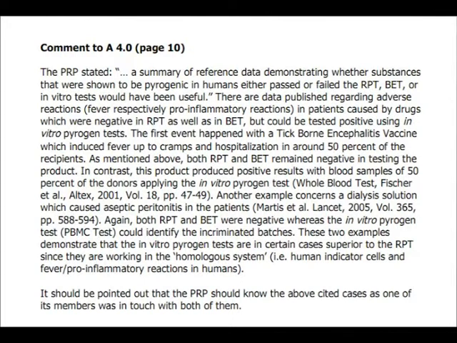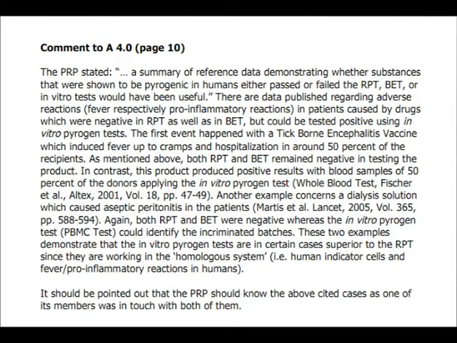There are data published regarding adverse reactions in patients caused by drugs which were negative in the rabbit test. That's a false negative in the rabbit test, so the rabbit test didn't show it up, as well as in the BET test, which is the crab test. Again, that's a false negative, but they go on, but could be tested positive using in vitro pyrogen test. That's a true positive. So this data does exist. Where was it? I think that's what they're asking for. They then go on to give a couple of examples.